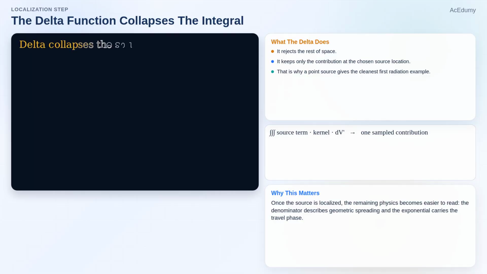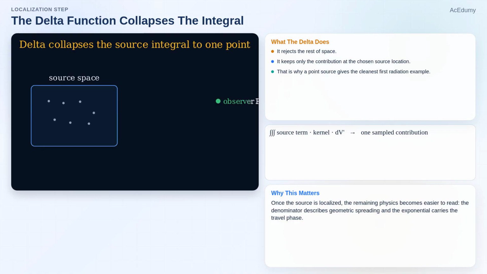The delta function now does the real work. Inside the integral, it says, ignore the rest of space and keep only the contribution from the chosen source location. So instead of integrating over a spread-out source region, we sample one point. That is why the point source example is the cleanest first radiation calculation.